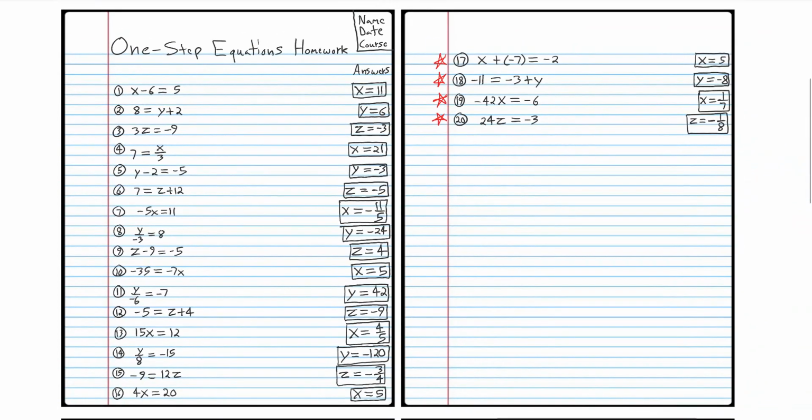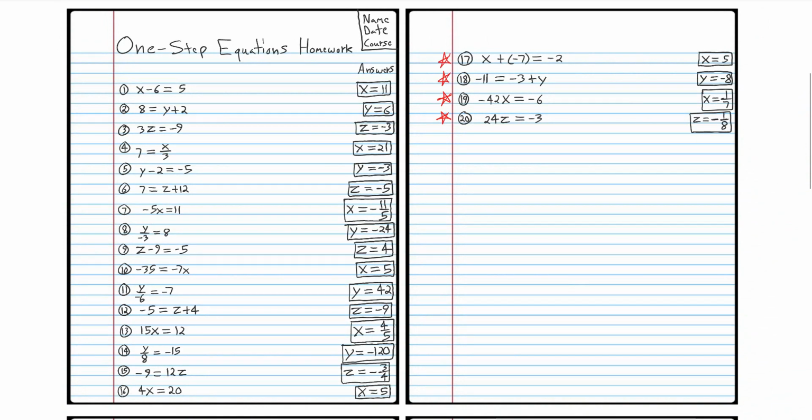That's the purpose of this class, is to show you how to show your work, because things are going to get involved as we go into 2-step, 3-step, 4-step, and 5-step equations. So get that homework done. Make sure that all the answers are correct, and if they're not correct, fix them. Don't just leave it incorrect.